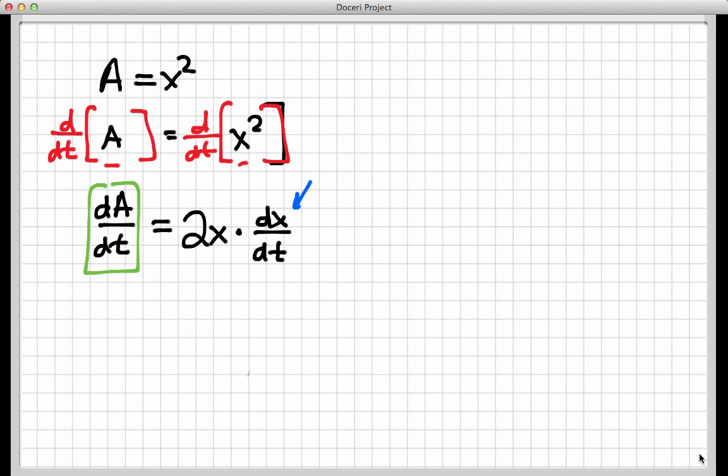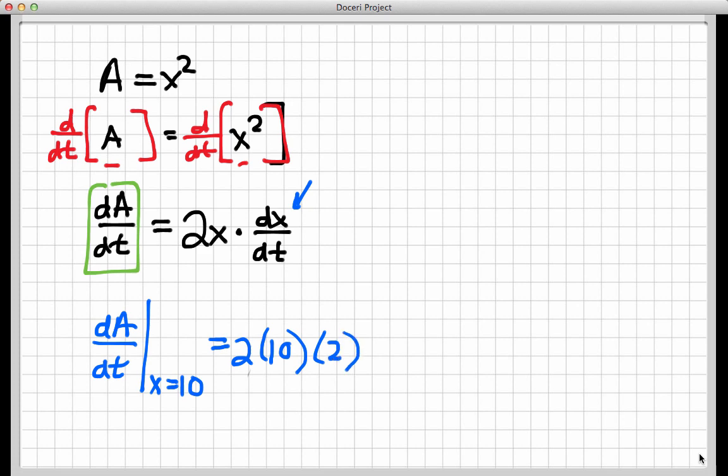Now, technically speaking, I don't want just any derivative of A. I want the derivative of A with respect to time when x is equal to 10, the exact moment that the square is 10 inches on a side. And that's going to help me set up the rest of the equation. So this would be 2 times 10. I'm going to lock the changing picture in at one moment, when x equals 10. And then dx/dt, remember, was constant. That's always 2, always 2 inches per second. And so this comes out to be 40.